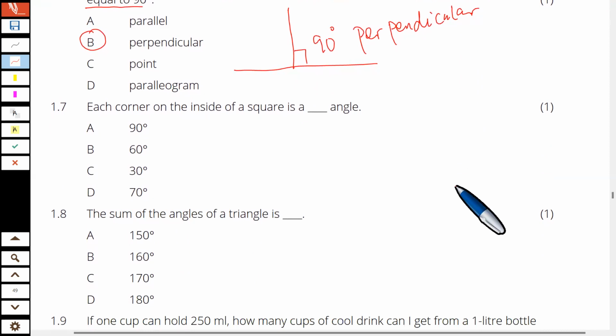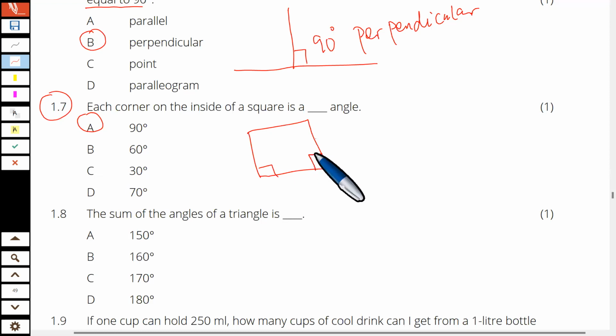Let's look at 1.7. Each corner on the inside of a square is a what angle? 90-degree angle. Right. Each corner on the inside of a square is how many degrees? 90 degrees. Well done. Congratulations. You have a square like this, and each corner is exactly 90 degrees.